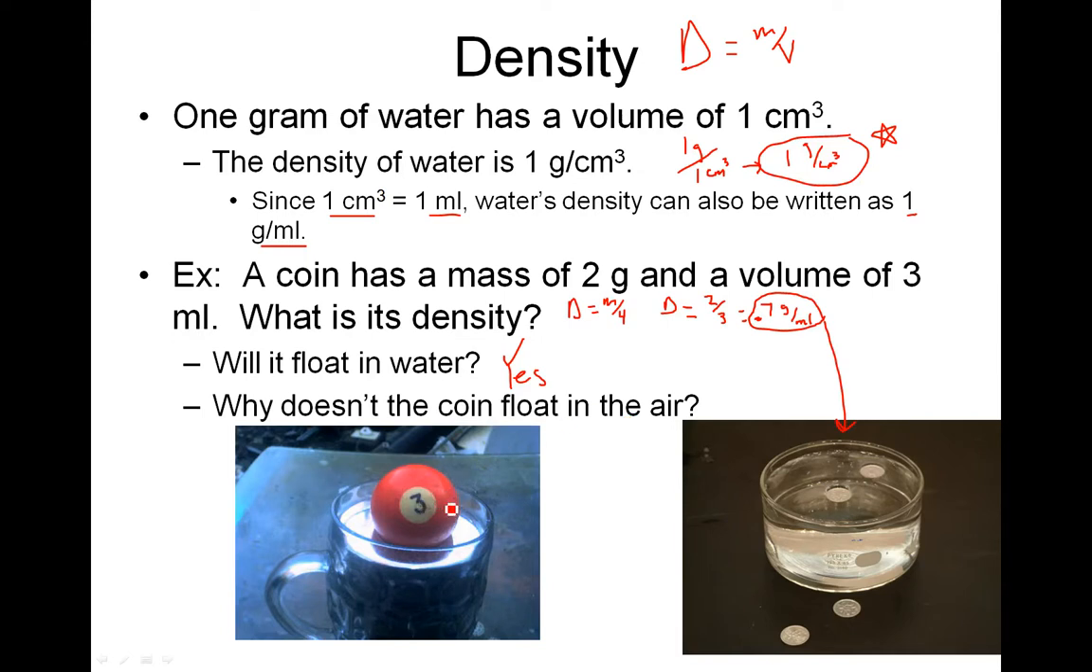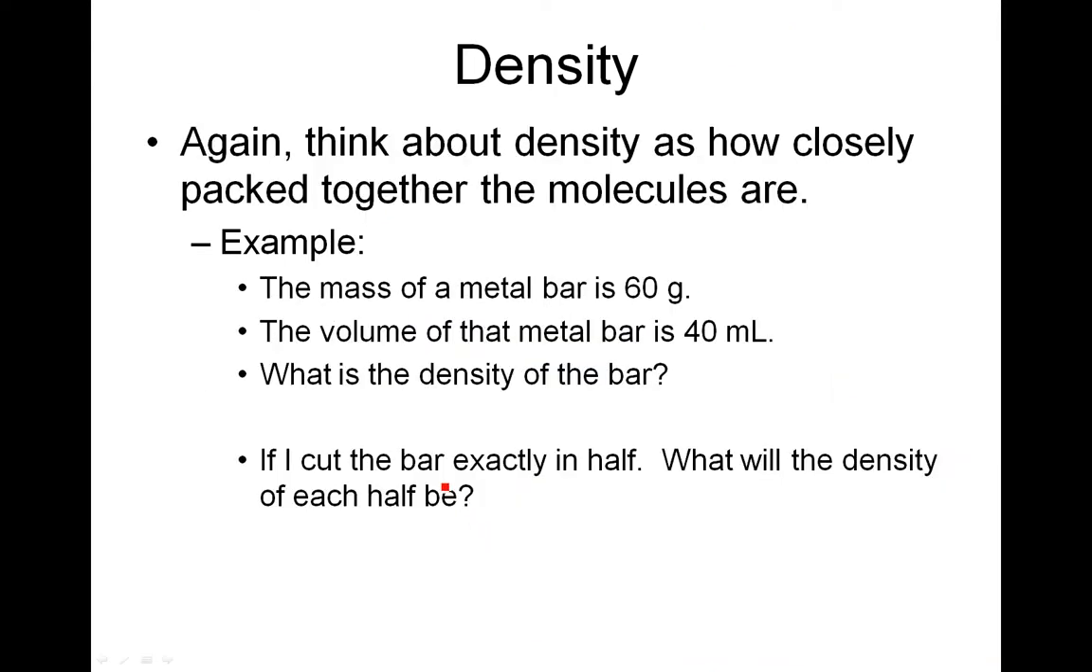This is a kind of neat picture here. You see a billiard ball, and it's floating. Do you think this is water? No, it's not water. This is mercury. Mercury is a liquid metal, and you can see it's really dense. The billiard ball isn't just floating a little bit, it's floating a ton. Only a tiny bit of the billiard ball is beneath the mercury surface. Mercury is a very, very, very dense liquid, so it pushes up with a lot of buoyant force, which is what we're going to talk about in the next lesson. Again, think about density as how closely packed together the molecules are.